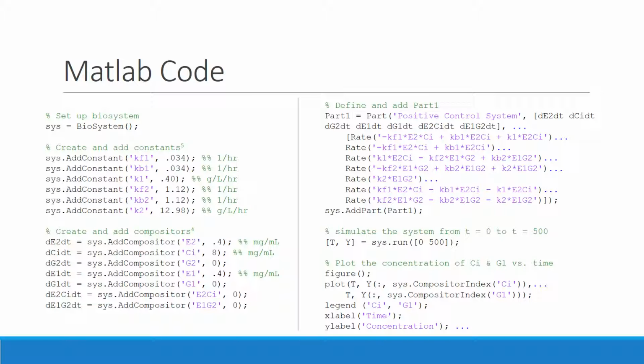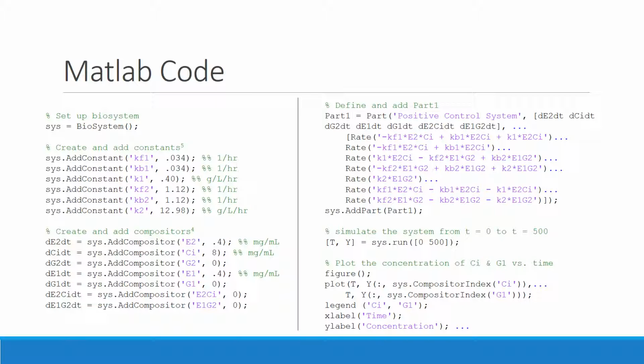First, the constants were added, and their values were taken from literature. Next, the compositors were added, and their initial values, also taken from literature, were added as well. It was assumed that cellobiose and glucose, along with the 2 intermediates, had an initial concentration of 0 milligrams per milliliter. Next, rates were determined for each of the reactions in the previous slide. These were added to part 1, the positive control system, in the code. This part was then added to the system and was simulated over various time intervals until an appropriate time interval of 500 was determined. Next, the compositors were plotted.